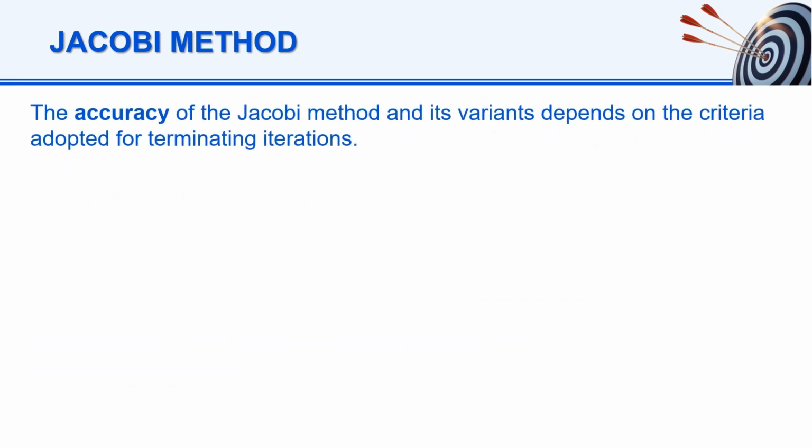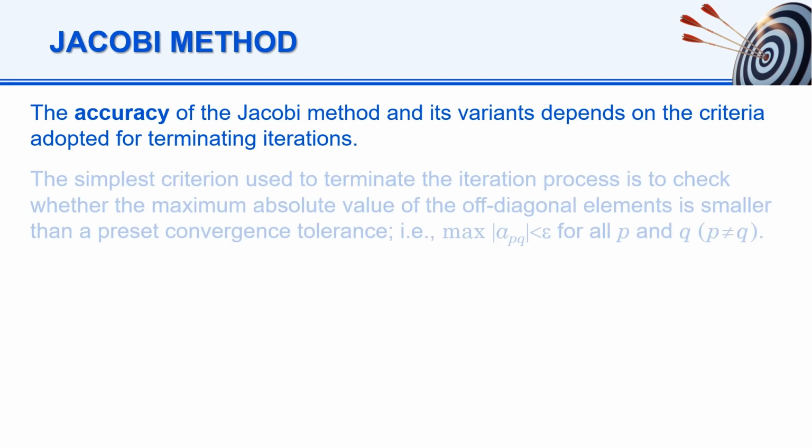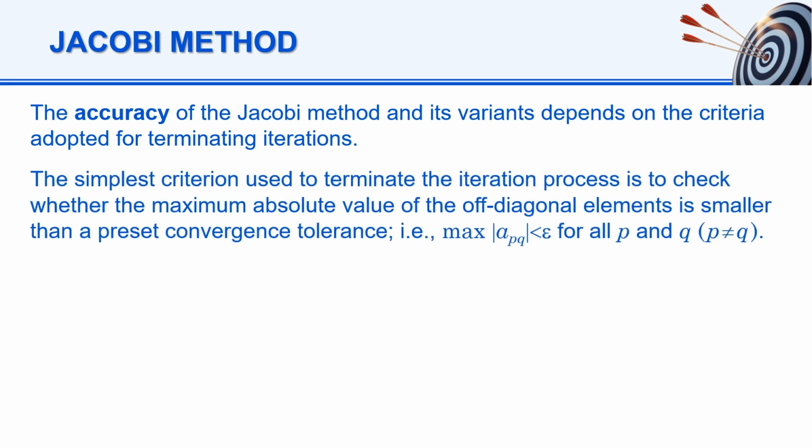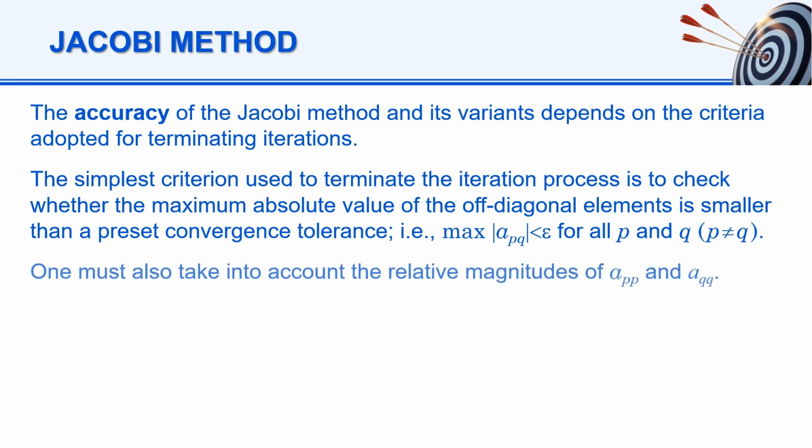The accuracy of the Jacobi method and its variants depends on the criteria adopted for terminating iterations. The simplest criterion used to terminate the iteration process is to check whether the maximum absolute value of the off-diagonal elements is smaller than a preset convergence tolerance. One must also take into account the relative magnitudes of APP and AQQ.